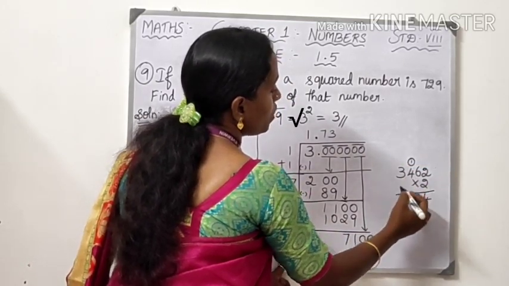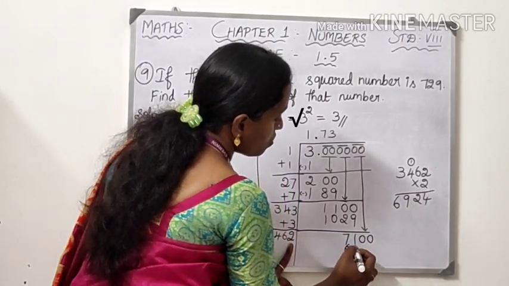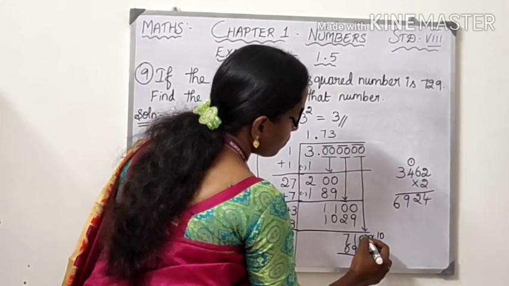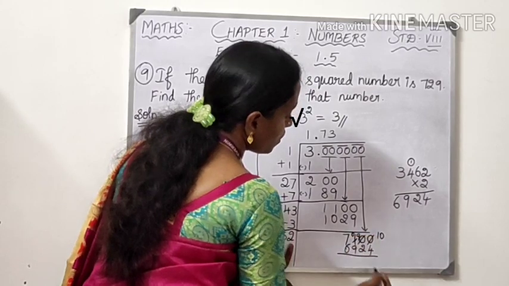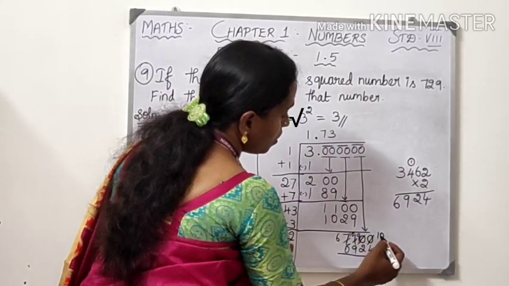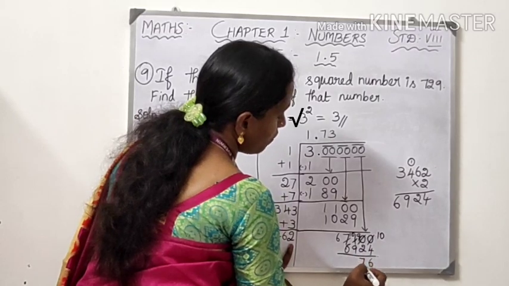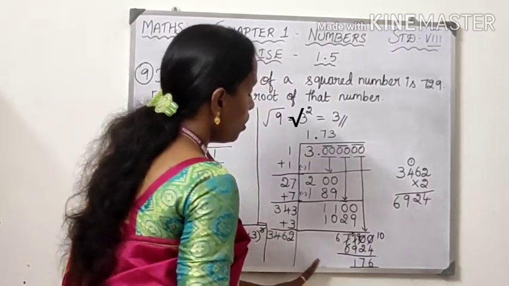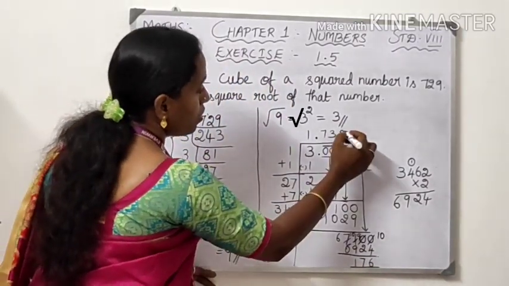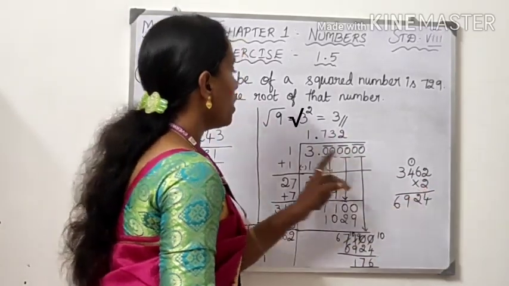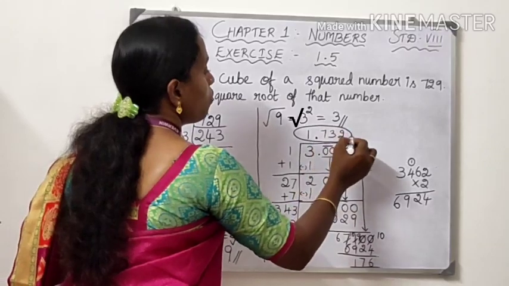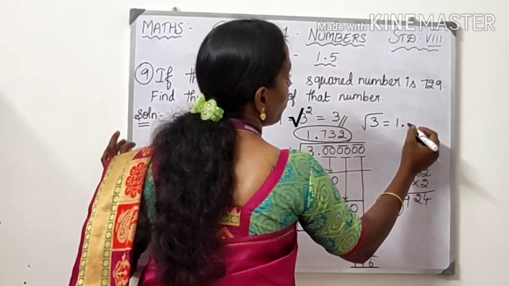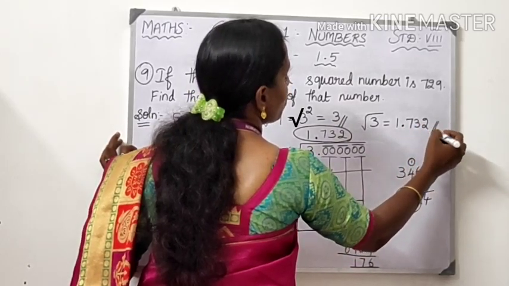2 2s are 4, 2 6s are 12, carry over 1, 2 4s are 8, 8 plus 1 is 9, 2 3s are 6. I'll get the value 6924. So do the subtraction. 10 minus 4 is 6, 9 minus 2 is 7, 10 minus 9 is 1, 6 minus 6 is 0. So I'll get the remainder 176. Here we have to write 2 because we have multiplied with 2 here. So our quotient is 1.732. So you can write the square root of 3 is equal to 1.732. So this is your final answer.